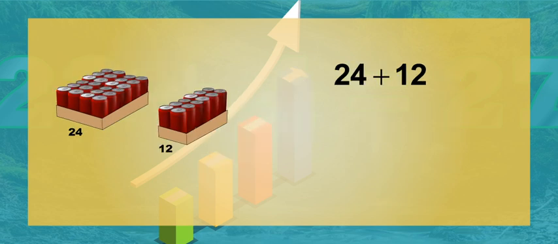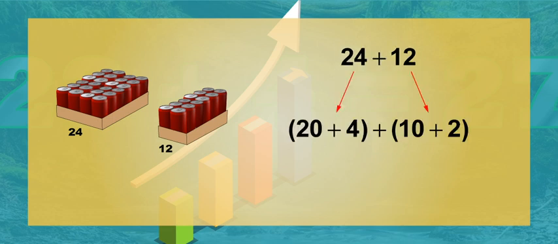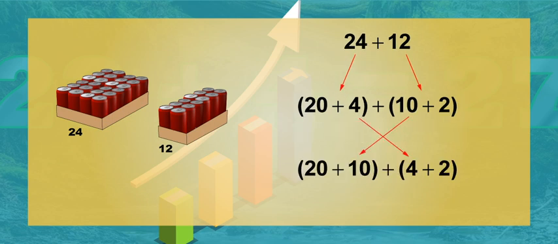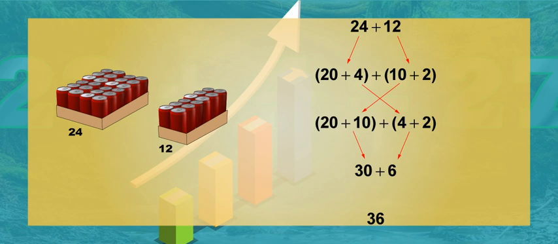Another way to add these numbers is to write them horizontally, like this. Next, we rewrite each number to show the number in the tens place and the number in the ones place. So 24 becomes 20 plus 4, and 12 becomes 10 plus 2. Combine the tens and the ones separately, as shown here. The result is 30 plus 6, which easily adds up to 36. Using place value, you can add the numbers vertically or horizontally.